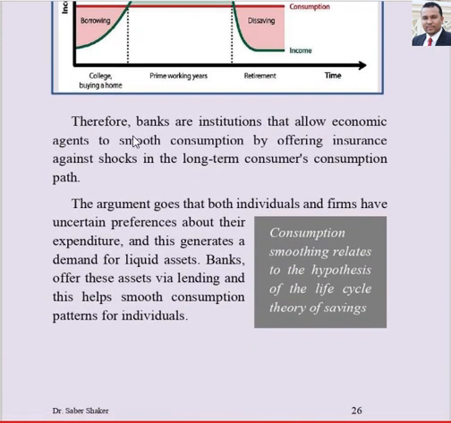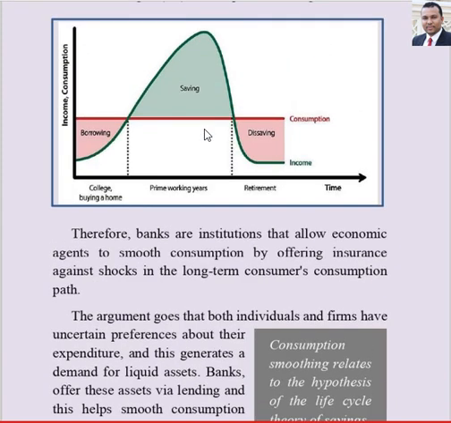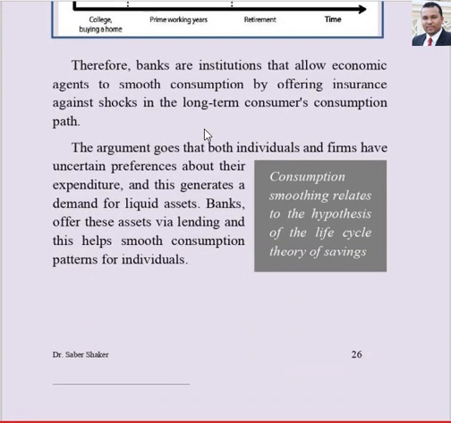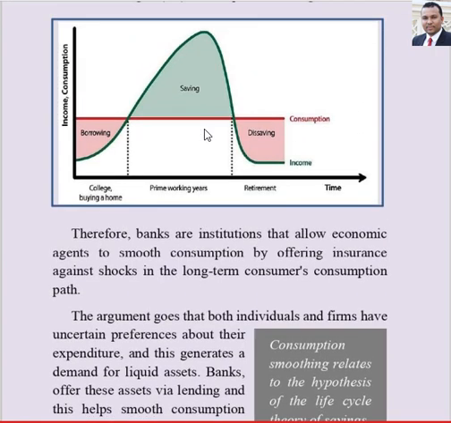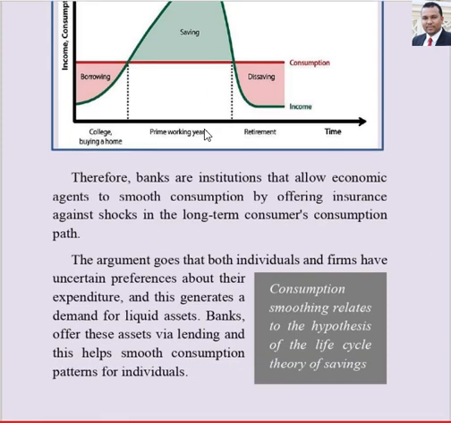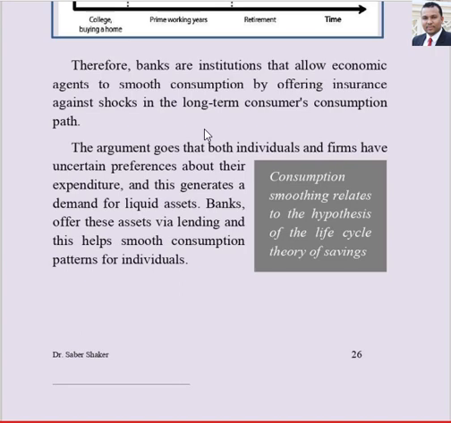Therefore, banks are institutions that allow economic agents to smooth consumption. You will think about your current stage and your future. This is what we call smoothing of consumption. Consumption smoothing relates to the hypothesis of the life cycle theory of saving. So in this case, the bank can provide products and some services to help the agents, or help the depositors, to smooth the consumption.